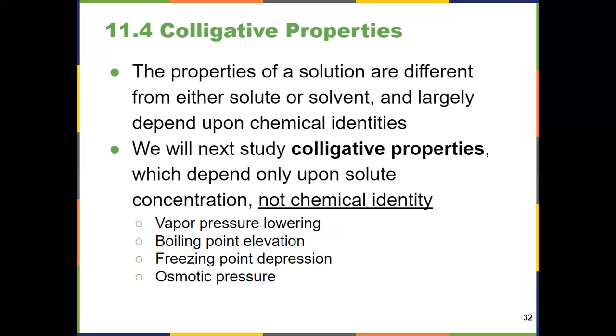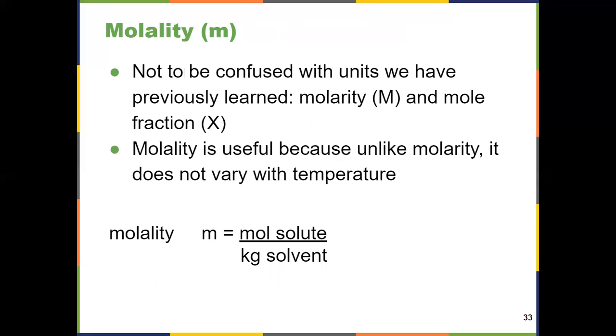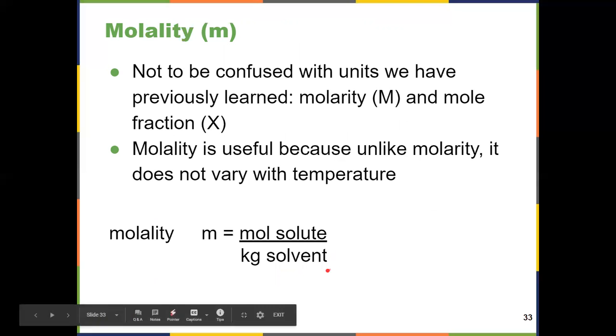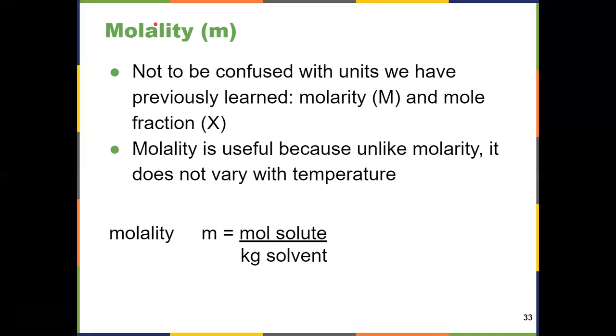But before we can get into those, we're going to get a new concentration unit here in chapter 11, and that's called molality, not to be confused with molarity. Molarity we have from Chem 1550. This is molality, and the only difference is we switched the R from molarity to an L in molality. Whereas molarity is represented by capital M, molality is represented by a lowercase m. It's its own unique unit.